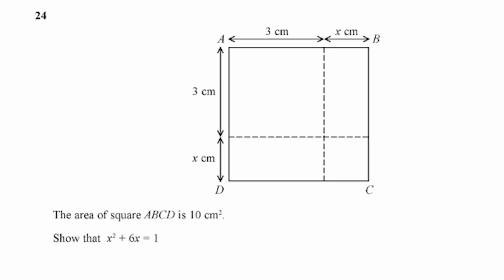Question 24. The area of square ABCD is 10 square centimeters. Show that x squared plus 6x is equal to 1. Okay, we're definitely into the tougher questions here, aren't we? What we're being asked to do is to find out the area of that square algebraically. In other words, using the measurements that they've given us, the 3 and the x centimeters. And then we need to compare that with the area they've given us, which is 10 centimeters squared.